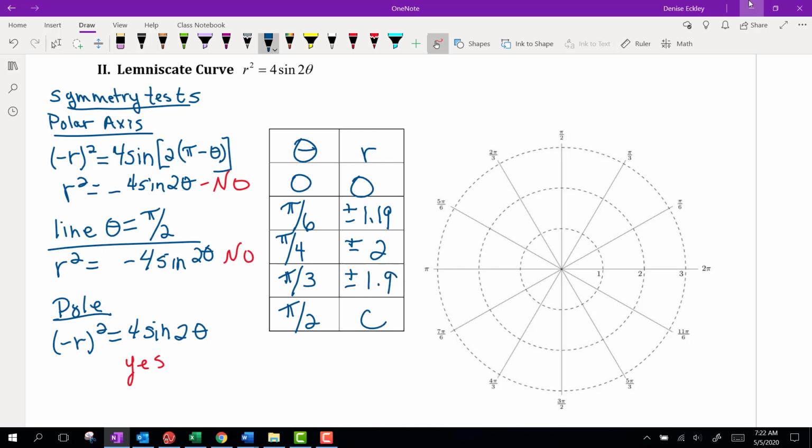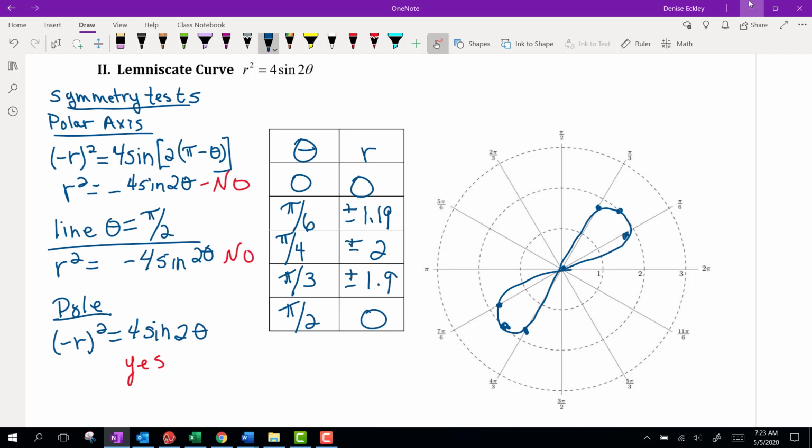And we get 0. So when we put all these on here, we have 0, and at pi over 6, we're at 1.9 and negative 1.9. At pi over 4, which is in between these, we're going to be at 2 and negative 2. And then at pi over 3, we're back at 1.9 and negative 1.9. And then at pi over 2, we're at 0. So it looks like this. So we have 2 petals. That's the only way you can get 2 petals.